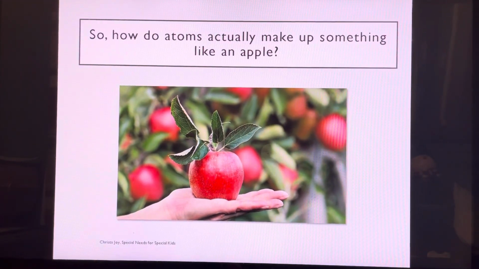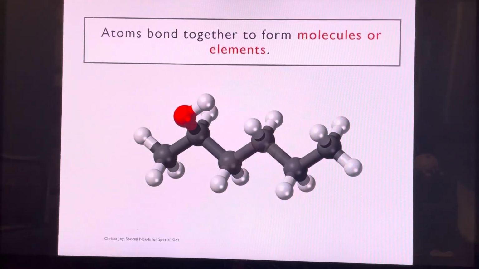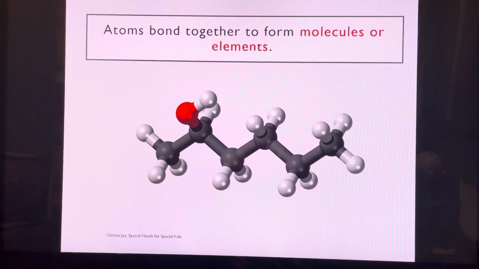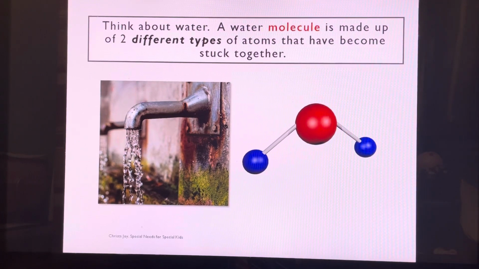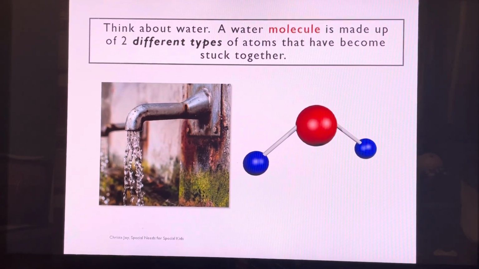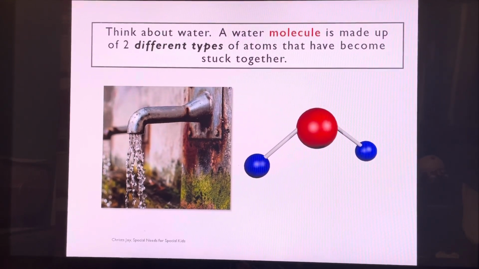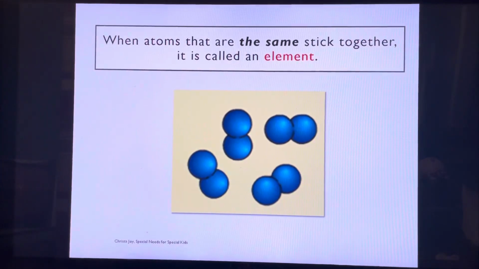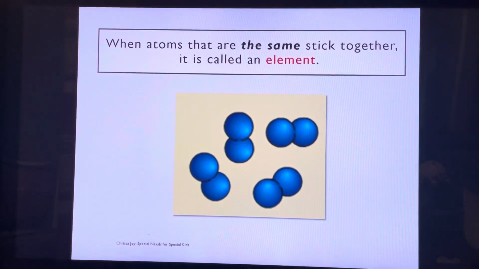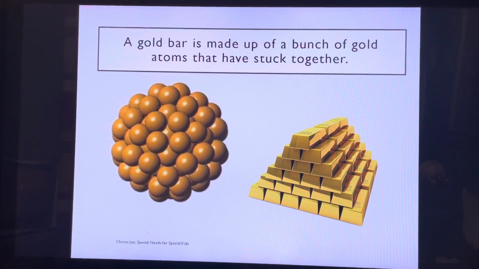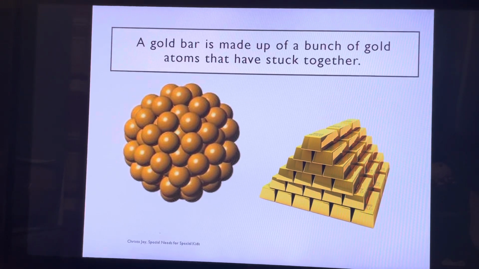So how do atoms actually make up something like an apple? Atoms bond together to form molecules or elements. Think about water. A water molecule is made up of 2 different types of atoms that have become stuck together. When atoms that are the same stick together, it is called an element. A gold bar is made up of a bunch of gold atoms that have stuck together.